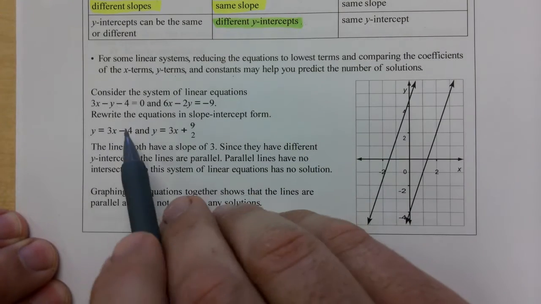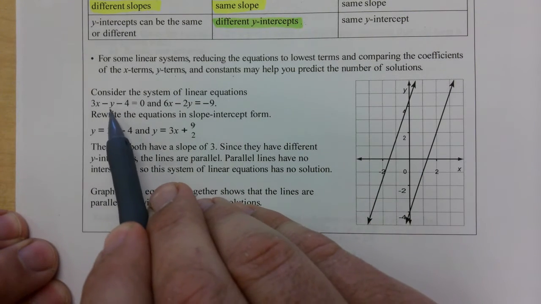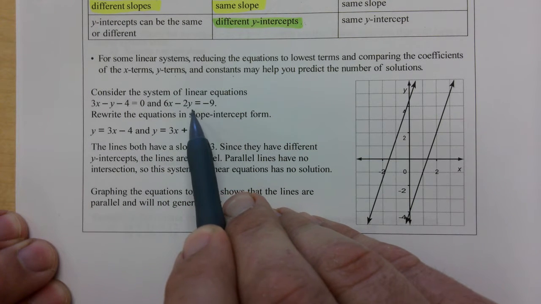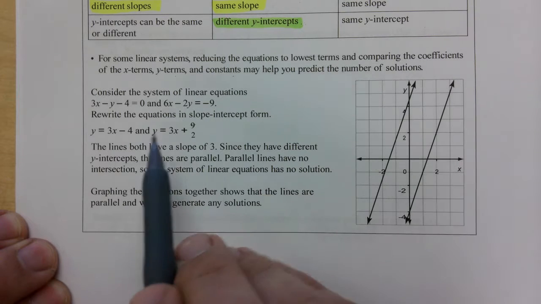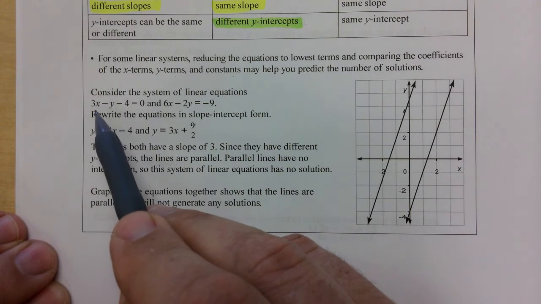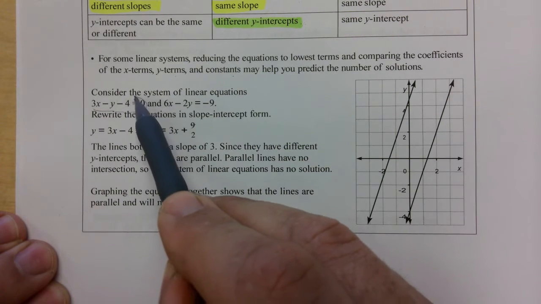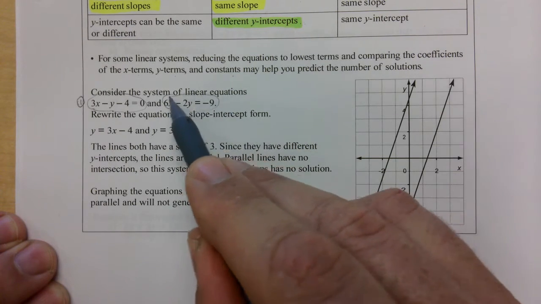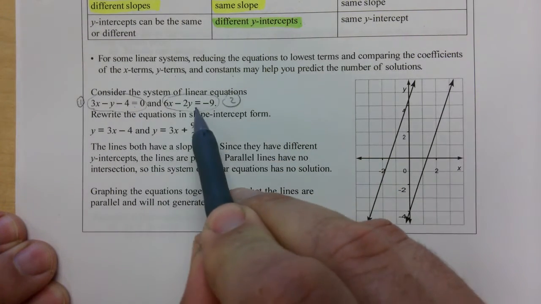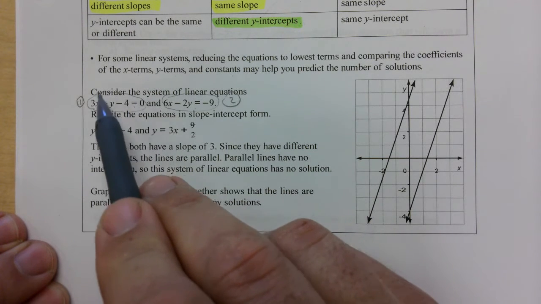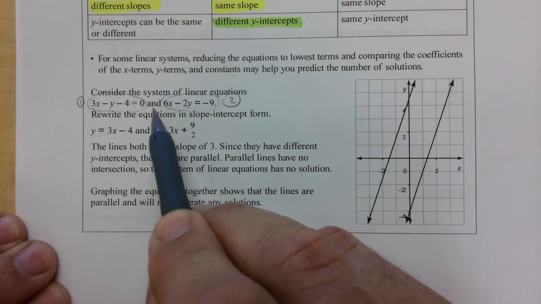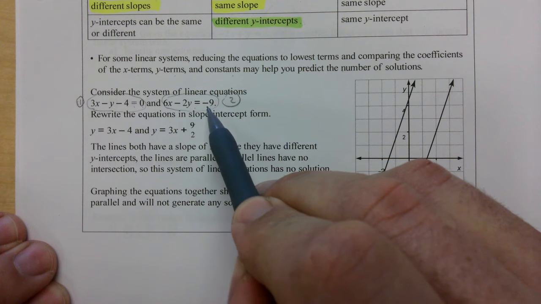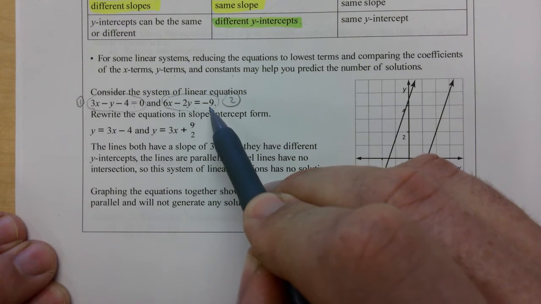Consider the system of linear equations 3x minus y minus 4 is equal to 0, and 6x minus 2y is equal to negative 9. Here you have to use your imagination a little bit. Take this as our first equation, and this here is our second equation. So I give you both of them and they look slightly different. This is in general form because it's equal to 0. This one is technically in standard form, so it's not in general form because you don't have the equal to 0 just yet. But that doesn't matter, right?